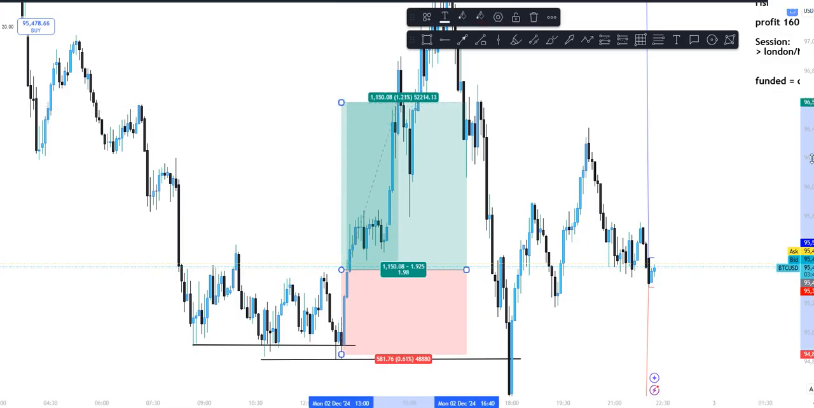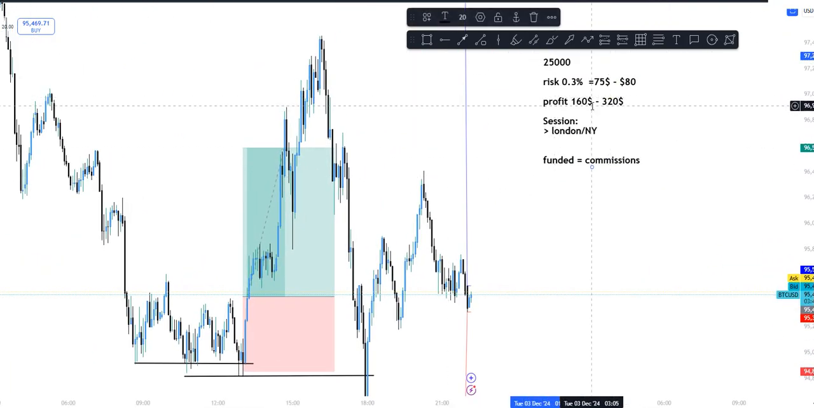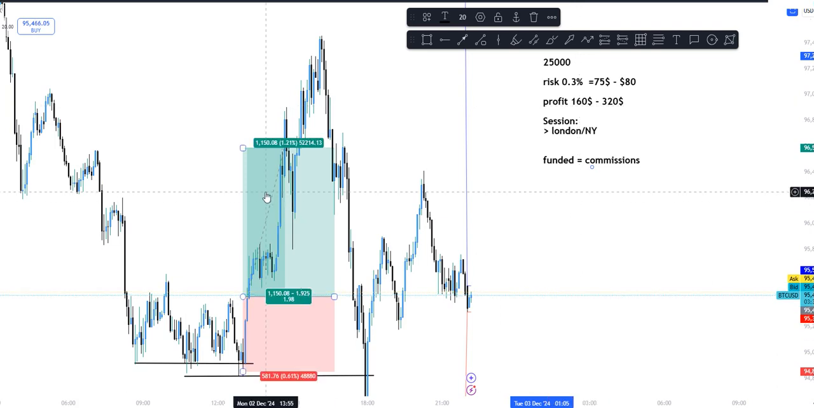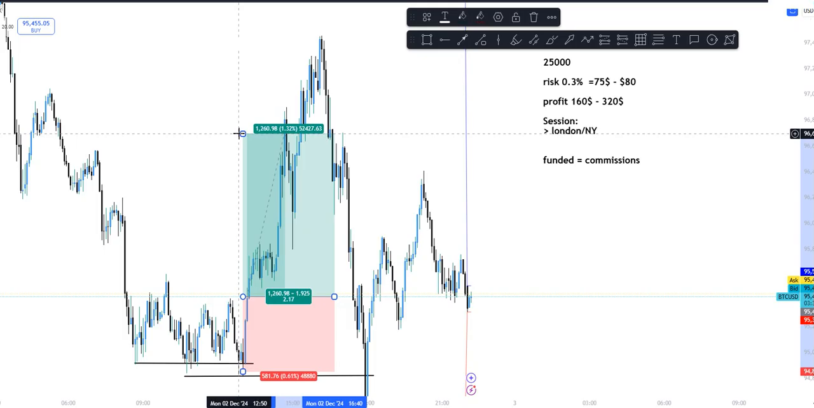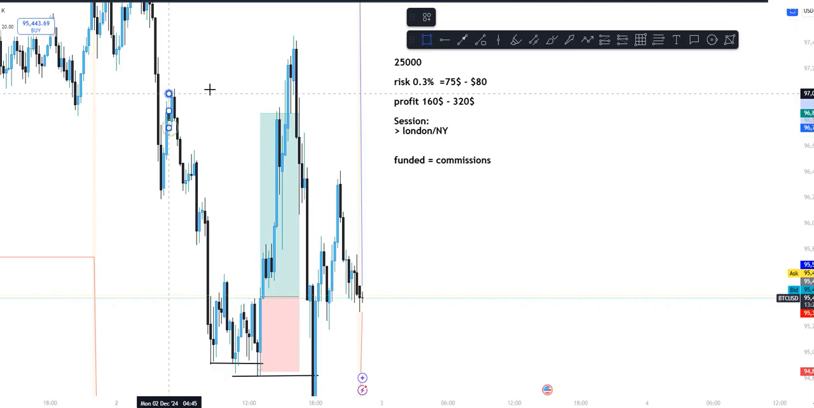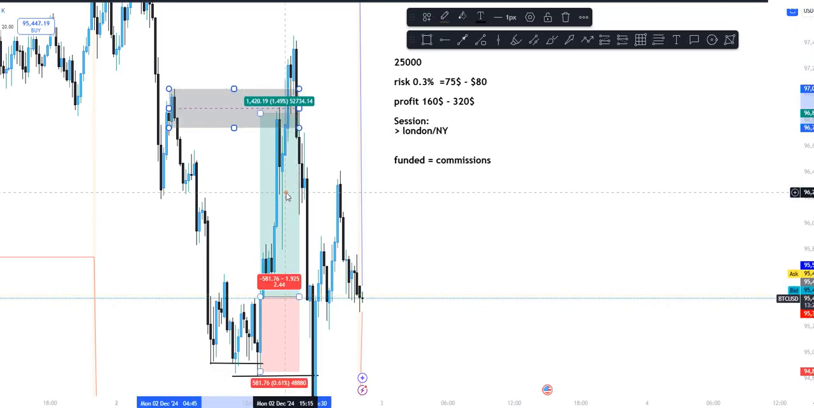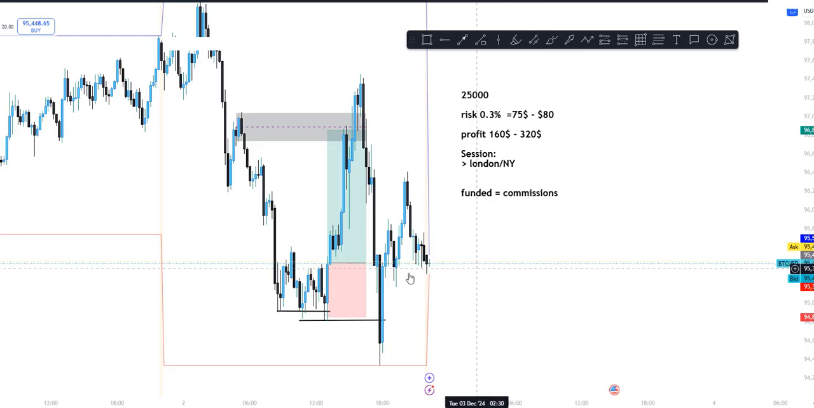Now ideally I want the ratio to be 1:2, but this one it is what it is. Ideally I'll go for the points here. Go a little higher time frame, you have the order block there. So this is where I would have gone for 1:2. Nice one.